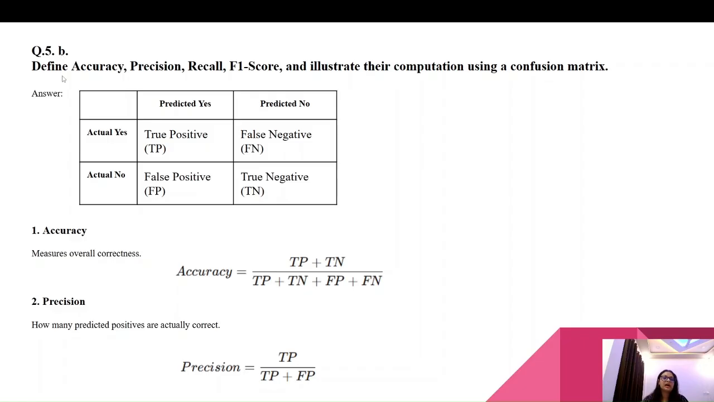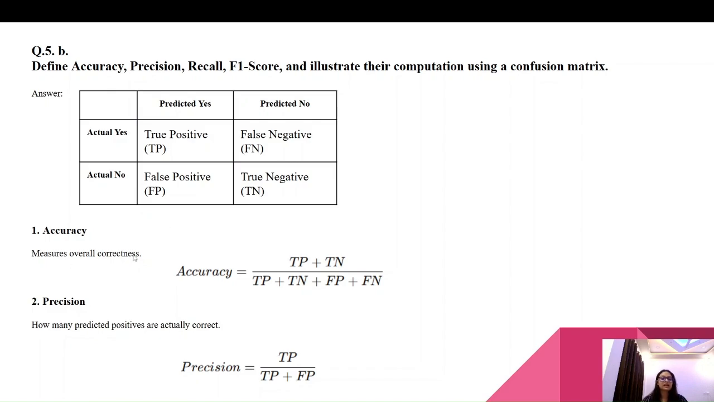Question number 5, B part. Define accuracy, precision, recall, F1 score and illustrate this computation using a confusion matrix. Where the predicted yes and the actual yes intersect, it gives true positive, TP. If actually it is yes but the prediction is no, then it is false negative. If it is actually no and the predicted is yes, then it is false positive. And if the predicted is no and actual is also no, then true negative, TN.